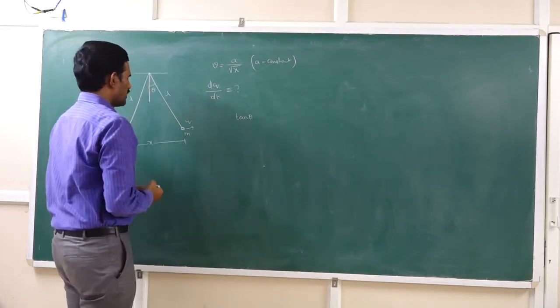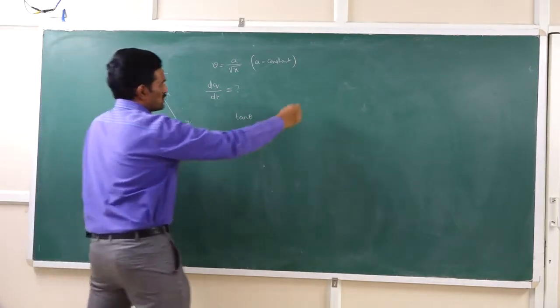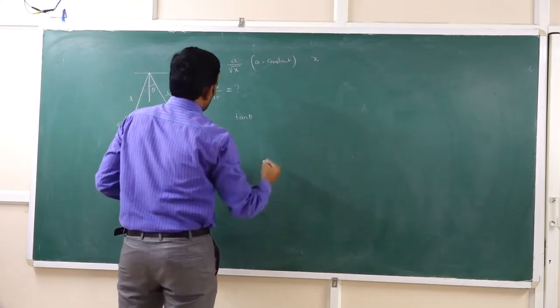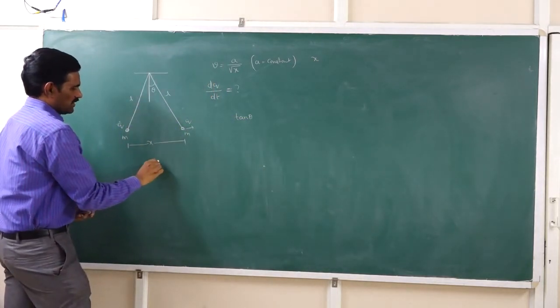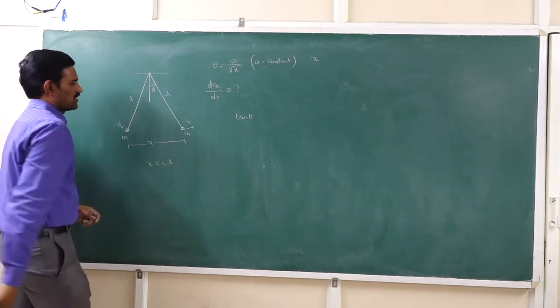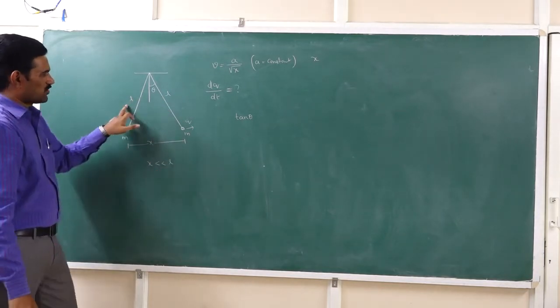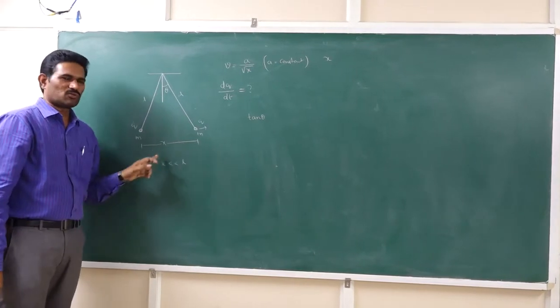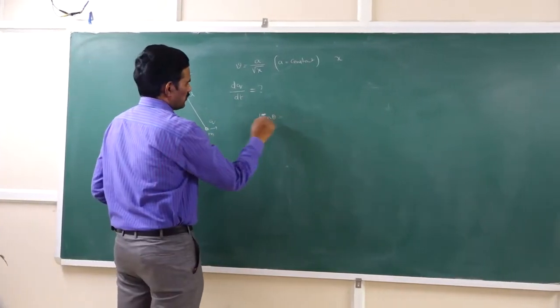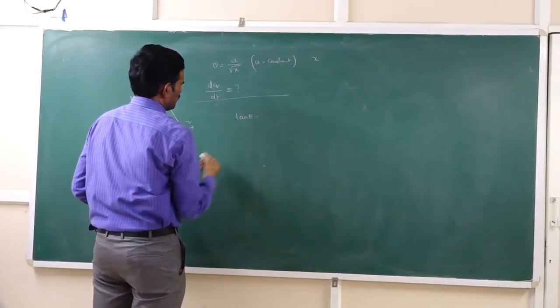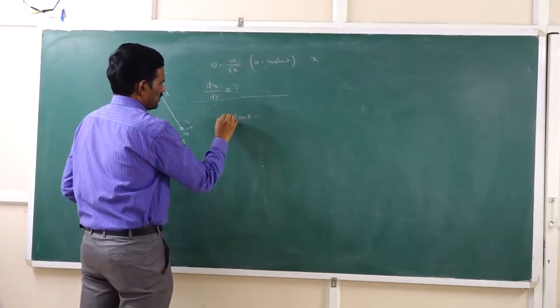and here the given condition is that the x value will be very much less than L. x is the separation between these two charges. That means when compared to the length of the pendulums, the distance between the two bobs is very small. This is a given condition. Now we are writing the solution here.